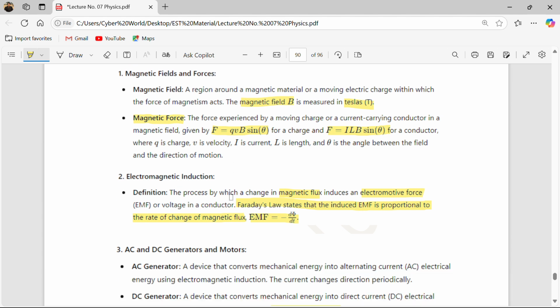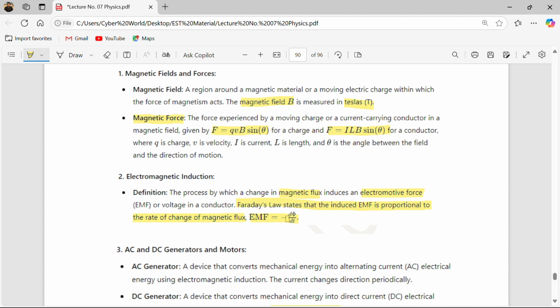Okay, now move on towards electromagnetic induction. What is electromagnetic induction? Basically, it is the process by which a changing magnetic flux induces an EMF. And Faraday's law says that the induced EMF is directly proportional to the rate of change of magnetic flux.